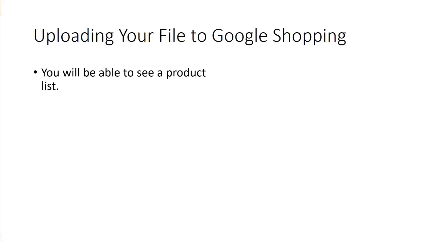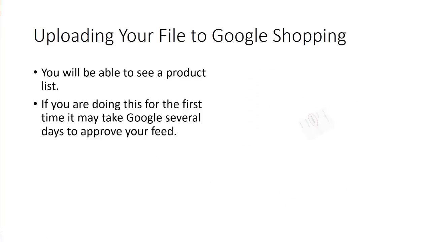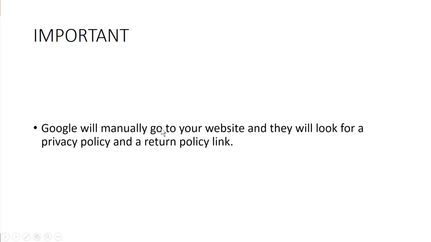Okay, so right down here, you want to click on the products. After you click that little button, you'll be able to see your product list. Now, if you're doing this for the first time, it may take Google several days to approve your products. So this is the important thing.